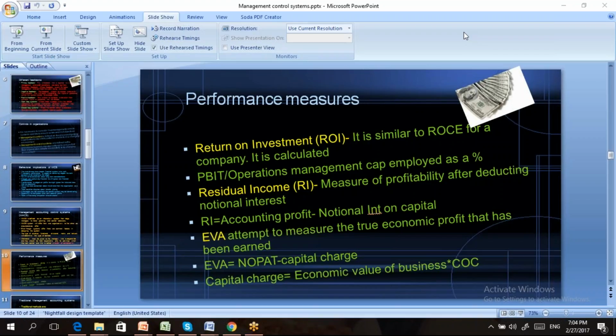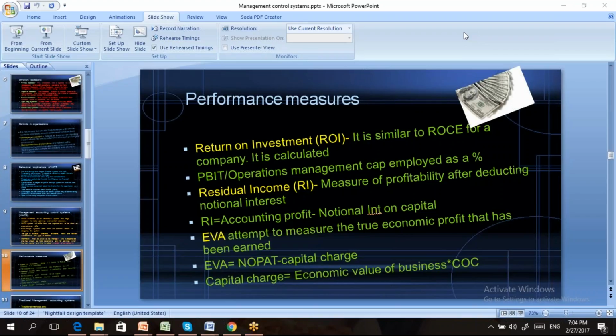Another way to measure that is to take that profit before interest and taxes, and from there we charge a notional interest. It's not an actual interest. It's a kind of notional charge. It is not appearing in the books of financial statements, but it is a notional entry. We put it up to calculate the finance.